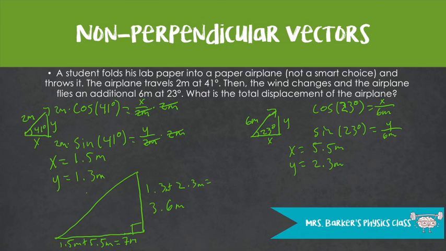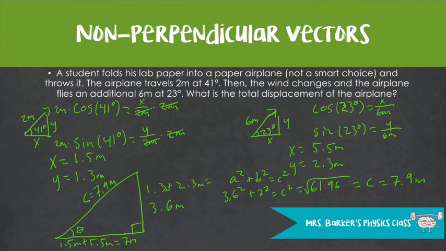And I need to find C. I need to find the total combined displacement. So I have my two sides of my triangle. I'm going to use the Pythagorean theorem to find the third. A squared plus b squared equals c squared. So that would be 3.6 squared plus 7 squared equals c squared. C squared equals 61.96. So if I take the square root of that, that's going to give me approximately 7.9 meters. And now I can find the angle.